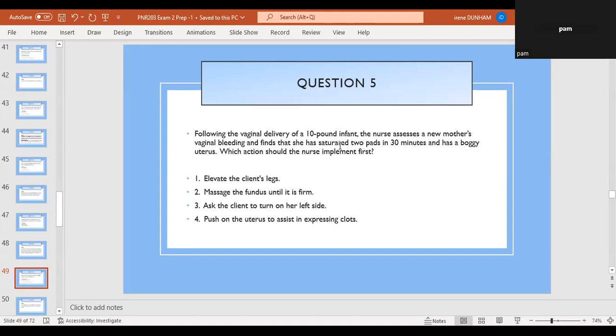What do you think? I have a big baby. And I have vaginal bleeding, and I've saturated 2 pads in 30 minutes. That's a lot of bleeding, and I got a boggy uterus. Oh, I should massage that. So massage the fundus until it's firm. Is that correct? And that is correct. All right.